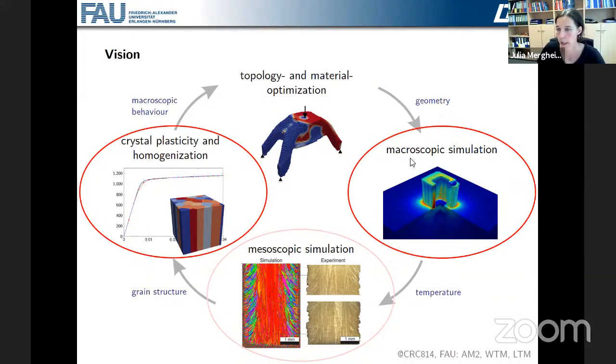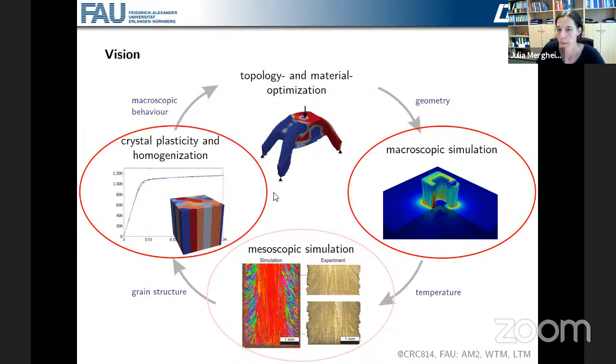So today I will mainly focus on the parts which are done here at the Institute of Mechanics. So that is on the one hand the macroscopic simulation and its coupling to the mesoscopic simulation. And then there will be a short part on how to couple the mesoscopic simulation to computational homogenization, and that will again be discussed in more detail. So mainly these 2 parts.